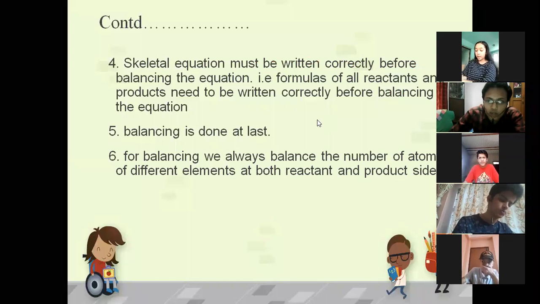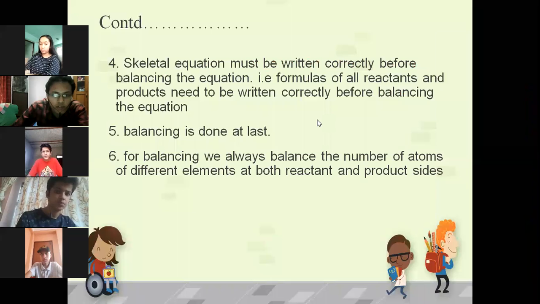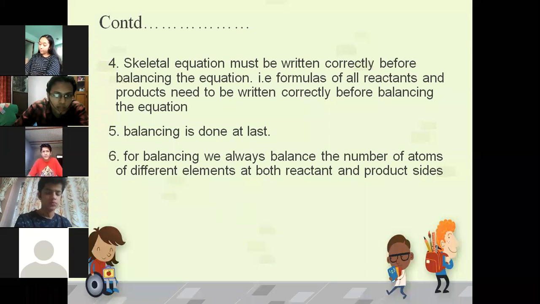So for balancing, what do we do? For balancing, we always balance the number of atoms of different elements at both reactant and product sides. Okay, so balancing is always about atoms, right? We never balance the molecules. What we balance? We always balance the atoms. We have to look at the atoms in both the sides, reactant side and product side.